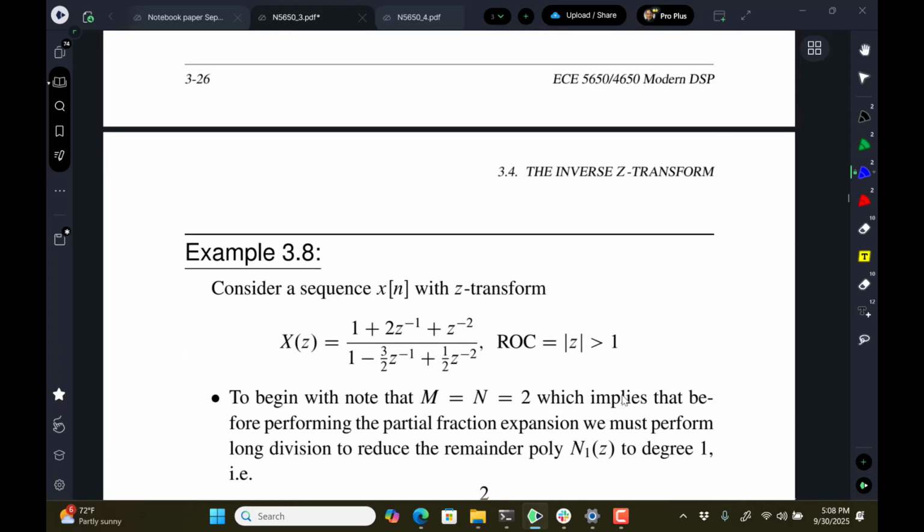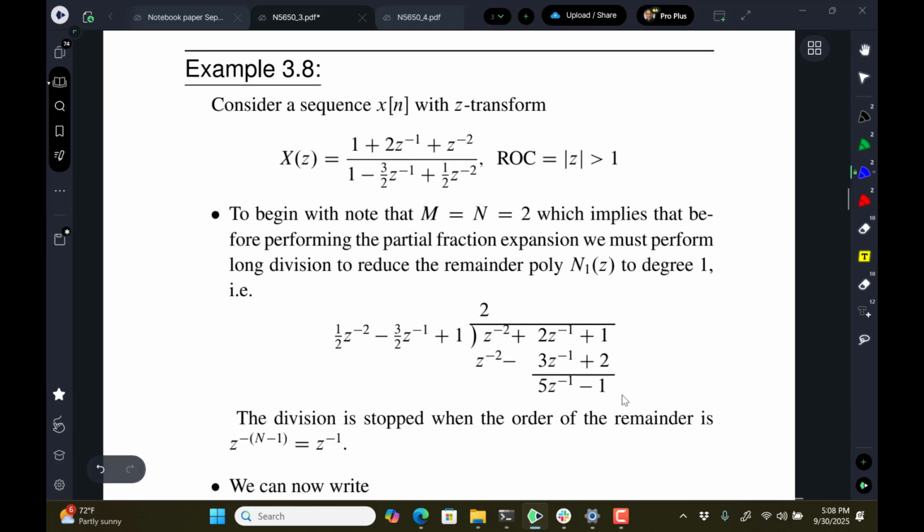So let's take the first example. This one is in the book, I believe. It just says, let's find the sequence x of n. It could be, if this was h of z, finding the impulse response. But the first thing we have to do is ask, is this proper rational? And when you're studying it, you don't have to convert to positive powers of z unless you want to.